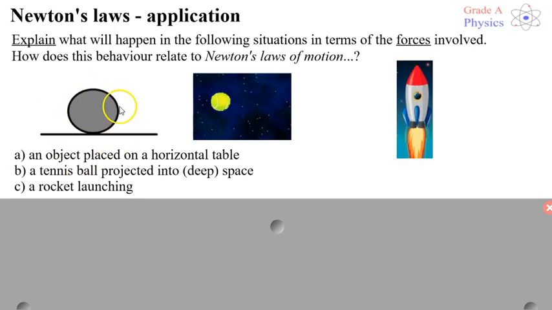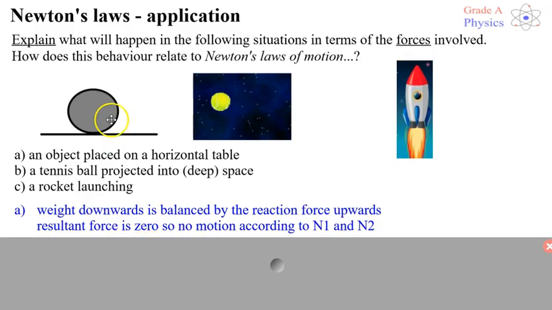If we have an object placed on a horizontal table, then how do we explain that in terms of Newton's laws? Well, the weight is acting downwards. There's going to be a contact reaction force of the table pushing upwards, and these two forces will be the same size, acting in opposite directions. So the resultant force will be zero, so no motion according to either Newton's first or Newton's second law, because we could use both of those laws to explain this situation.